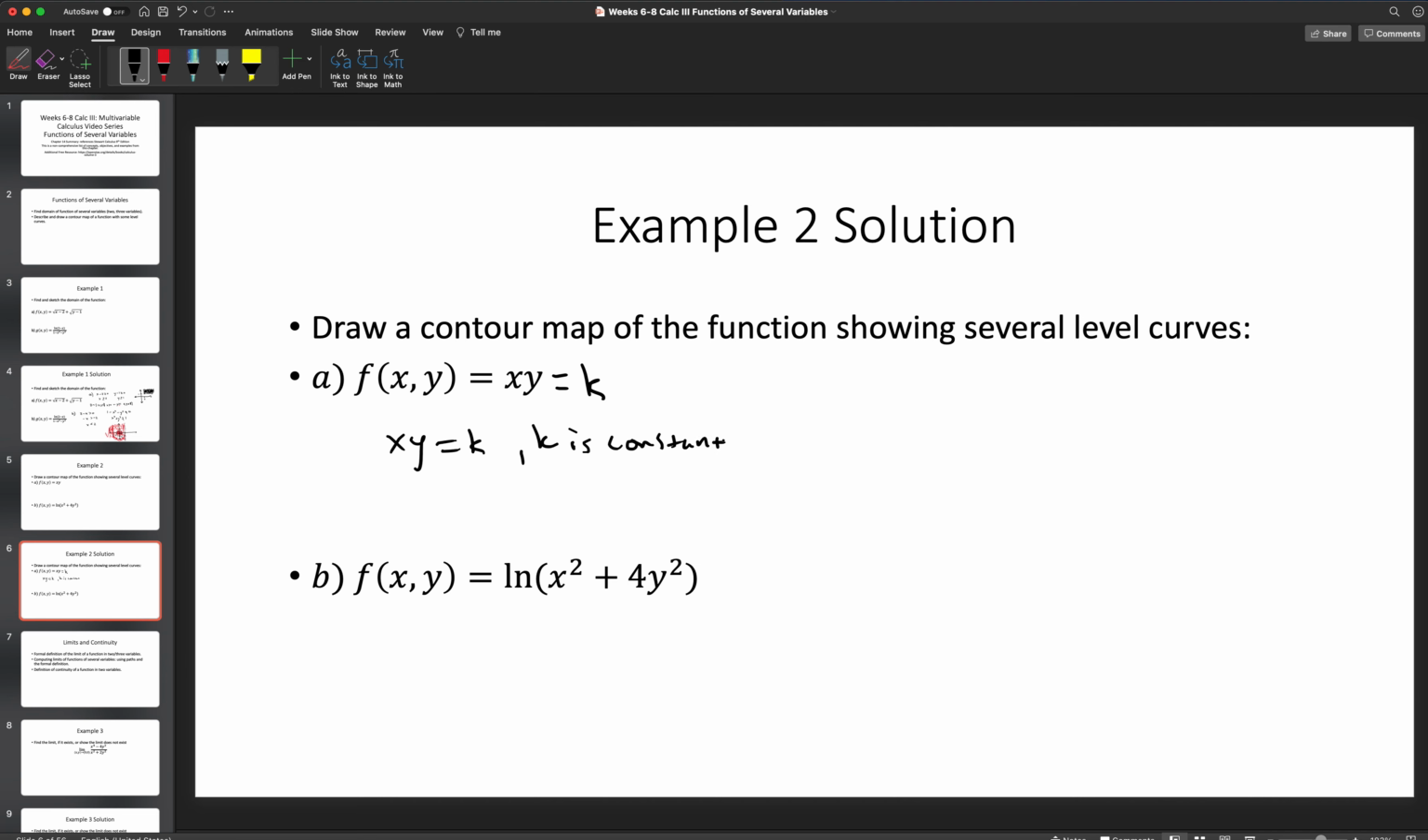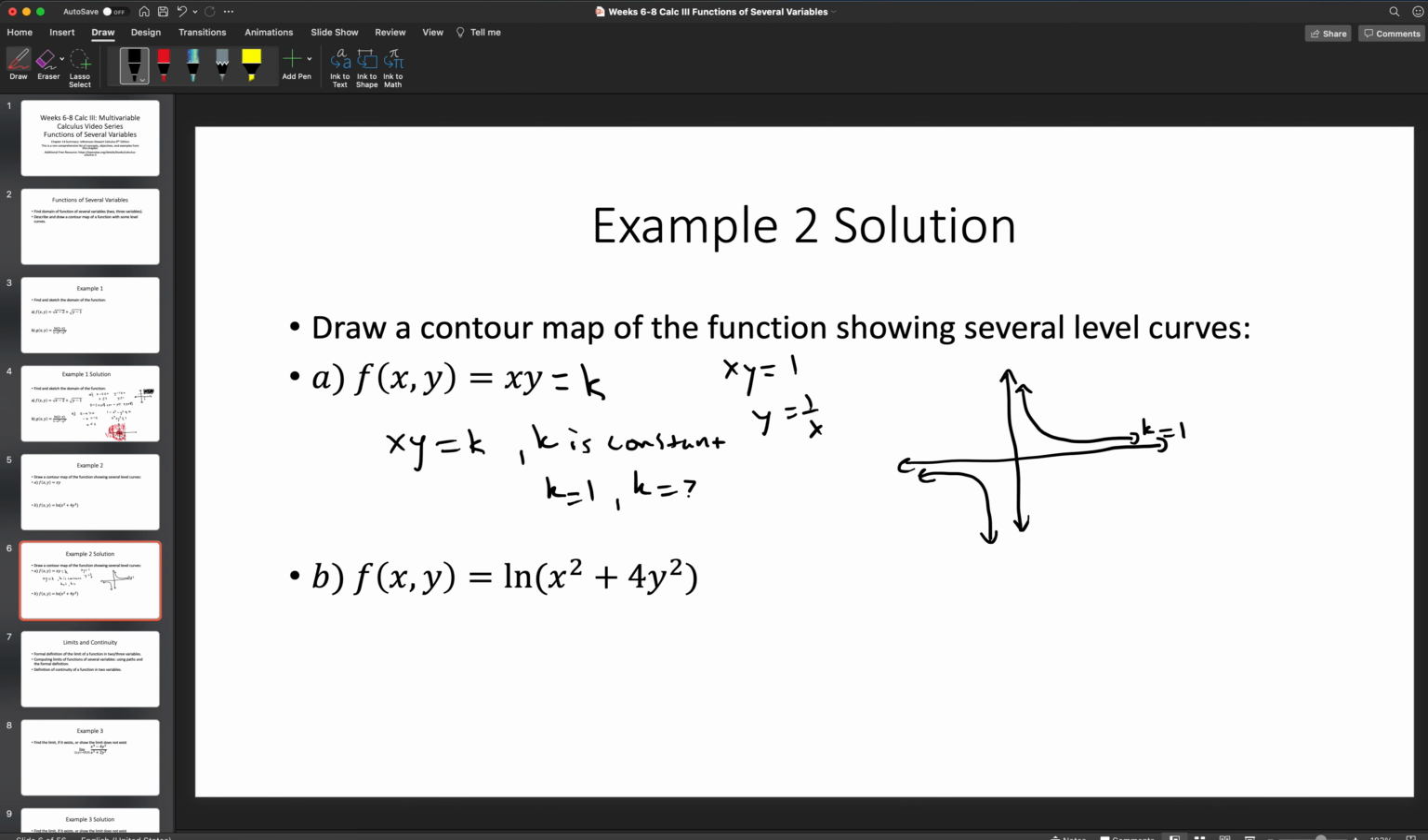And then you can let k be anything. Now, if you let k be 0, then x or y is 0. It's not very exciting. So let k be 1, for example. If k is 1, then we have xy equal to 1, or y equal to 1 over x. And that's a pretty common function. We can draw that, it's pretty straightforward. I'll just sketch that here. When k is equal to 1, you get 1 over x as the level curve of your function.